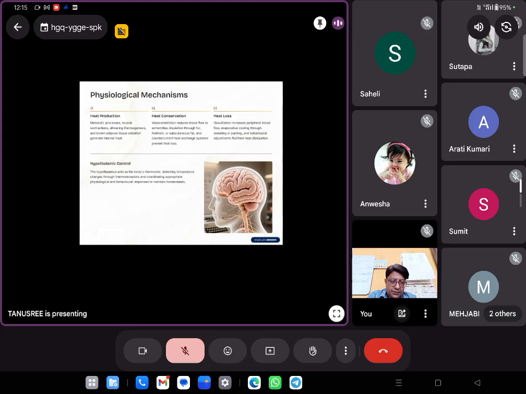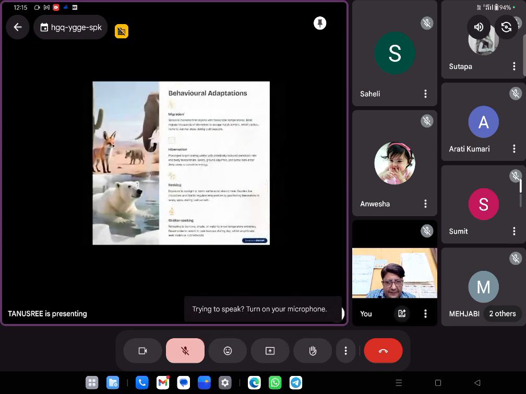All of this is coordinated by the hypothalamus, which acts like a thermostat, constantly monitoring body temperature and triggering the right responses. Next is behavioral adaptations.